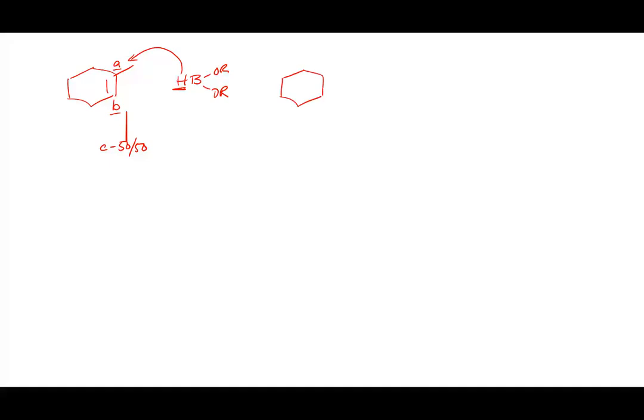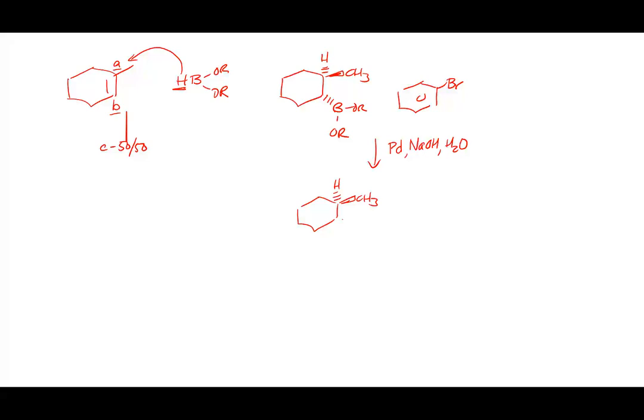So for instance, if I was adding this, I would end up adding the H to carbon A, and then I would end up with the boron part added to carbon B. And so now if I wanted to add a benzene ring to this, I would take something like bromobenzene. I would go ahead and react this with palladium metal and NaOH and water. And now I would basically replace the entire boron group with what's attached to the bromine, couple those two together. And so my final product here would be the benzene ring adding to there.